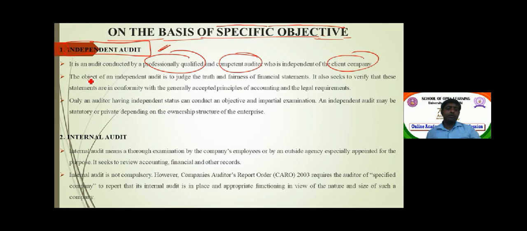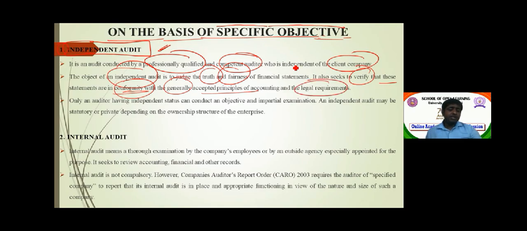So when I am conducting the audit, this sort of example can be considered as an independent audit. The objective of this independent audit is to check the truthfulness, fairness, correctness, accuracy of the financial statements that have been prepared, and we are going to verify that these statements are in conformity with the generally accepted accounting principles and the legal requirements that are there.